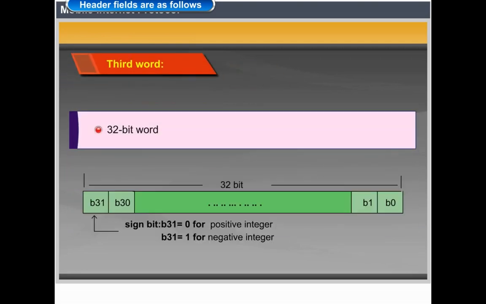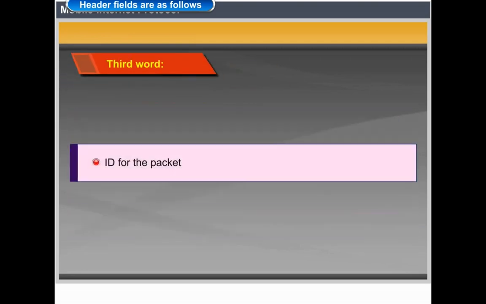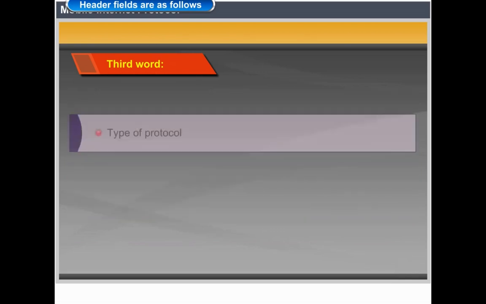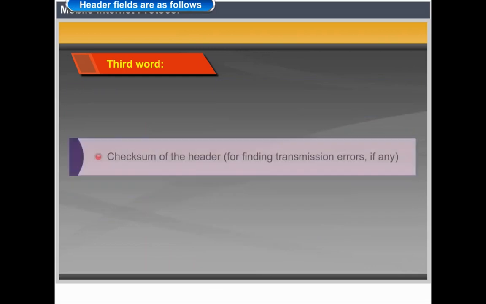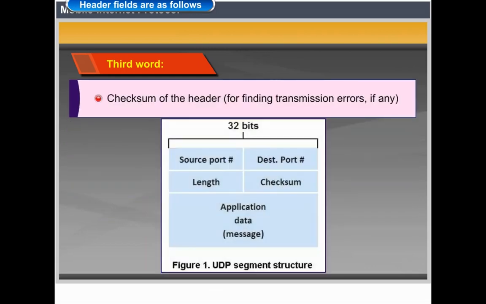Third word. 32-bit word. Time to live, not in seconds but in number of attempts to hop before expiry of packets in the network. Type of protocol. Checksum of the header for finding transmission errors if any.